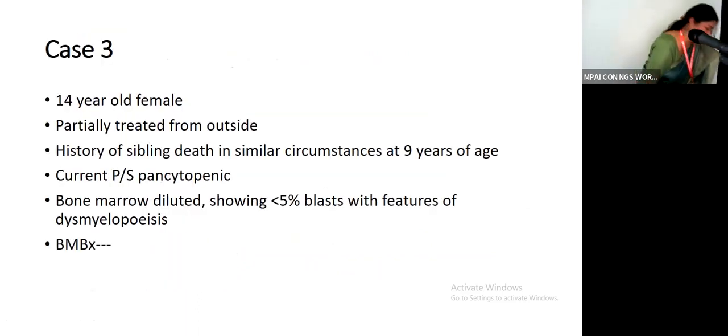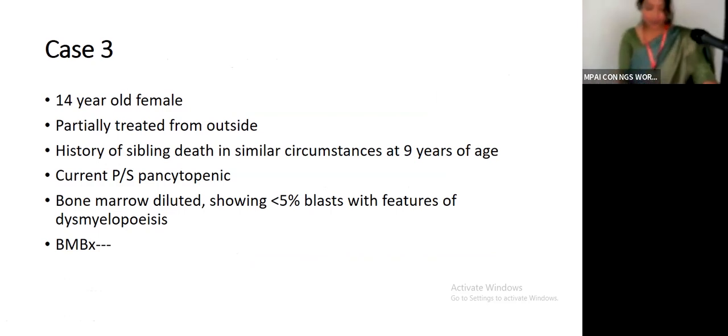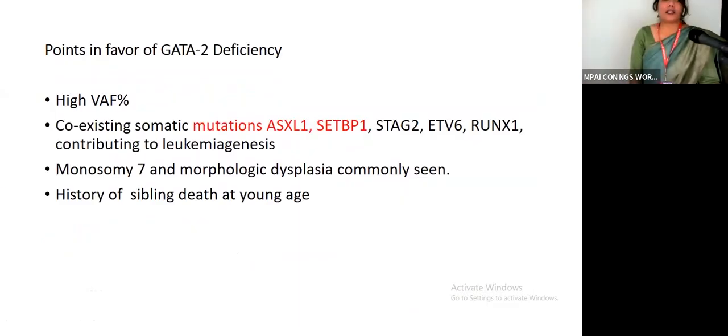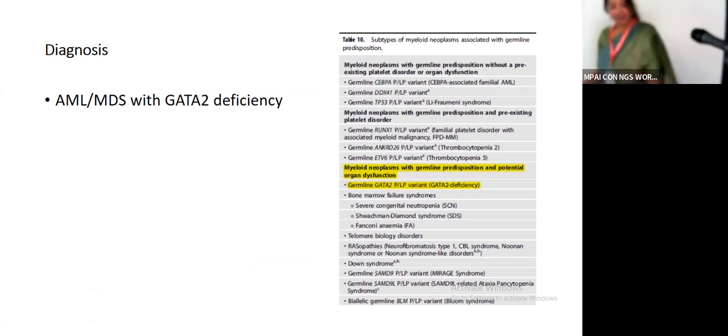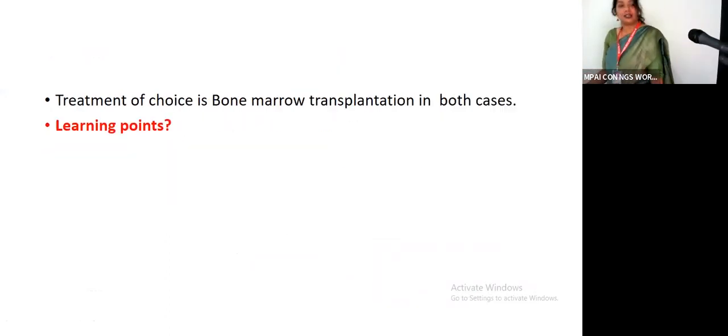This is one of the cases that is going to be displayed in the poster. This is a case of renal NGS with GATA2 deficiency, which is very rare. I wanted to show it, but you can go back and refer to the posters that we have from our institute. Thank you so much.